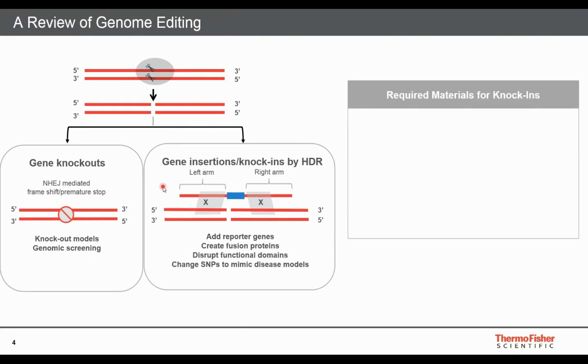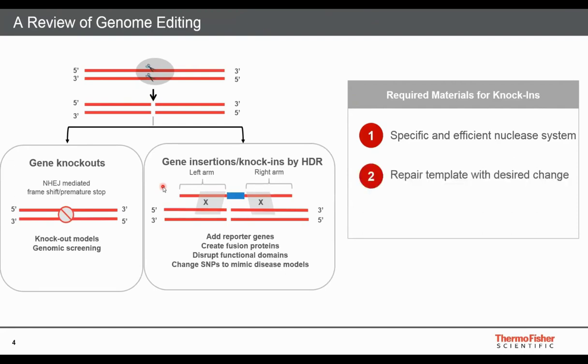For a knock-in edit, there are a number of required materials that are needed. First, a specific and efficient nuclease system. Second, a repair template with the desired change that you want to have incorporated into the genome. And third, a method to deliver these materials into your cells. And for today's presentation, we're going to focus on number 1 and number 2 specifically.